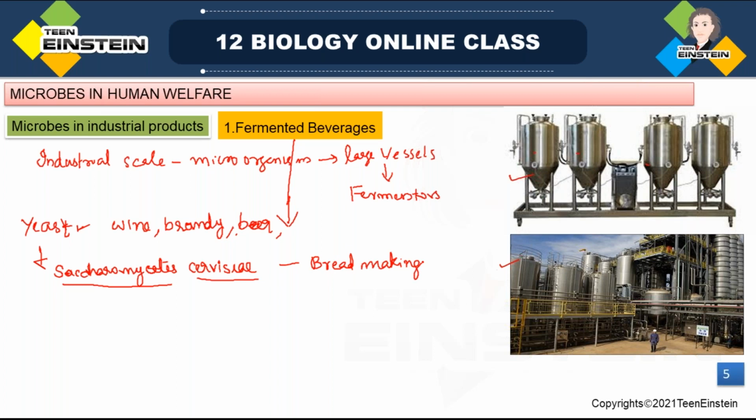Then this yeast, Saccharomyces cerevisiae, is also called brewer's yeast. Okay, it is used in the production of, don't forget, yeast. What is the scientific name of yeast? Saccharomyces cerevisiae. It is used in bread making, then wine, brandy, beer and all. This is used and it is also called brewer's yeast.